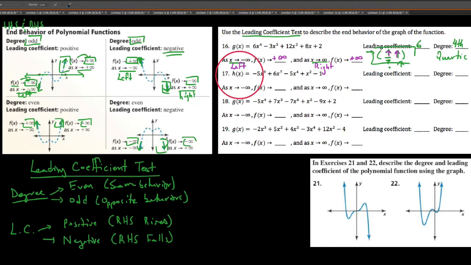So let's take a look at h of x here on number 17. First of all, let's make sure that we're in standard form. I notice that my exponents are all in decreasing order here. So we would say our leading coefficient here in this case is a negative 5 and our degree is a 9.